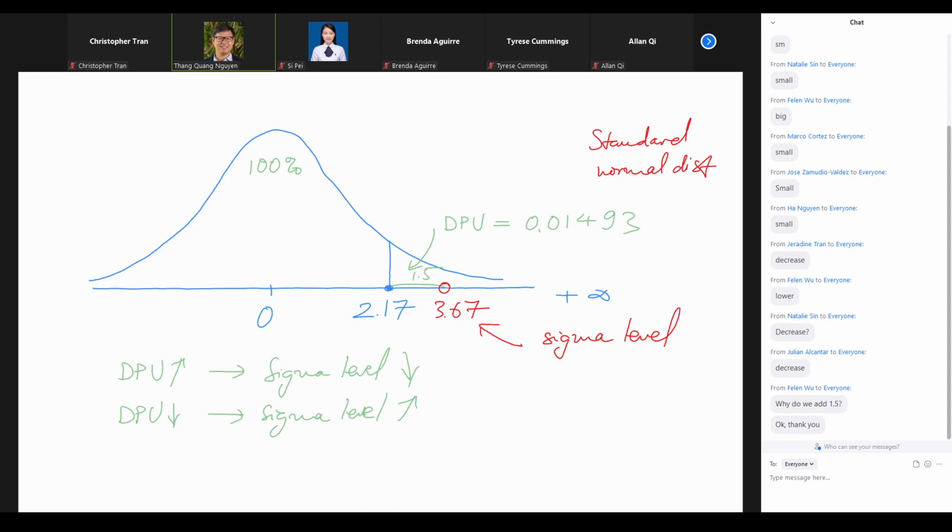So you know what? The other direction is also true. If the sigma level decreases, then the DPU also increases. And if the sigma level increases, then the DPU also decreases. Okay? Philip, you are welcome. I hope everybody sees what I just explained earlier. All right, so all that we discussed here is the following. This is a one-to-one relationship.